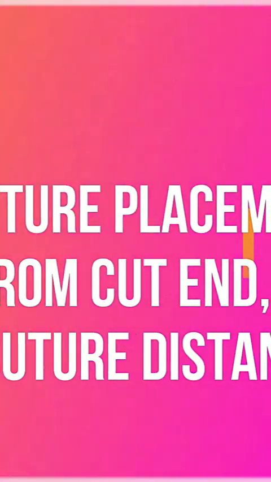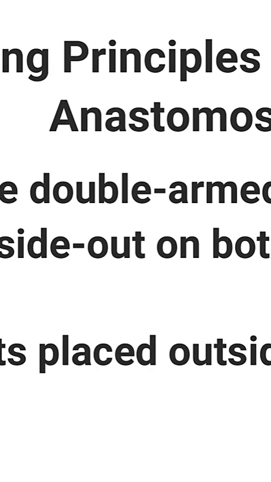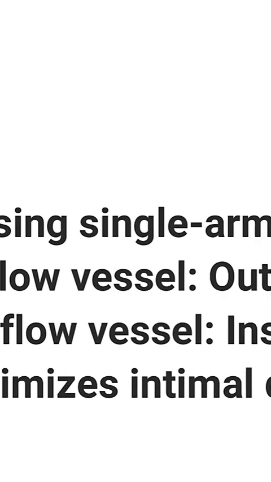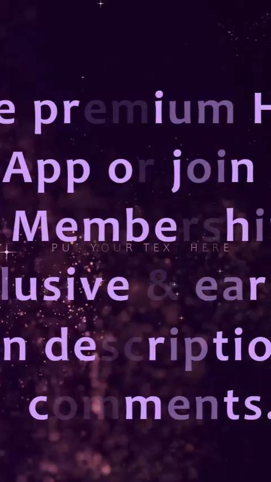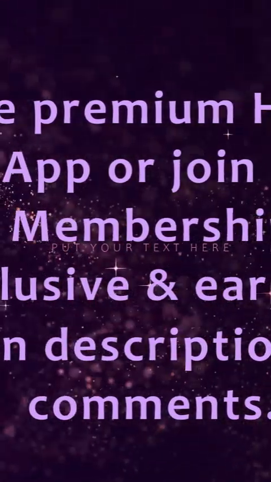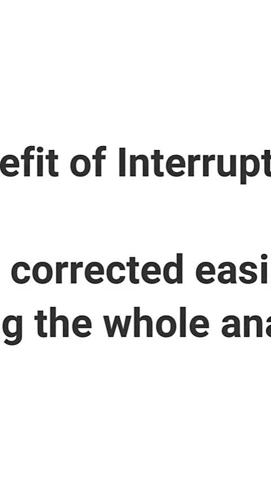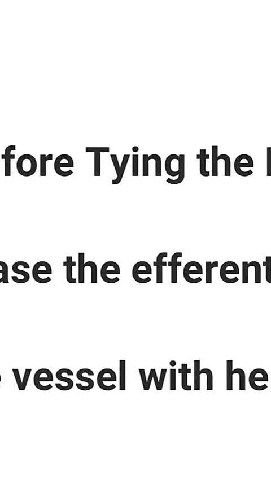These points I have already covered: the intersuture distance is 2 mm, and from the margin is 2 to 3 mm. Always use a double arm, inside out. If you are using a single arm, then one has to come outside in on the afferent, and inside out on the efferent, to avoid intimal dissections. Flush the artery with heparin before applying the last knot, and release the afferent clamp, then apply the last knot so that all the debris and clots are cleared.